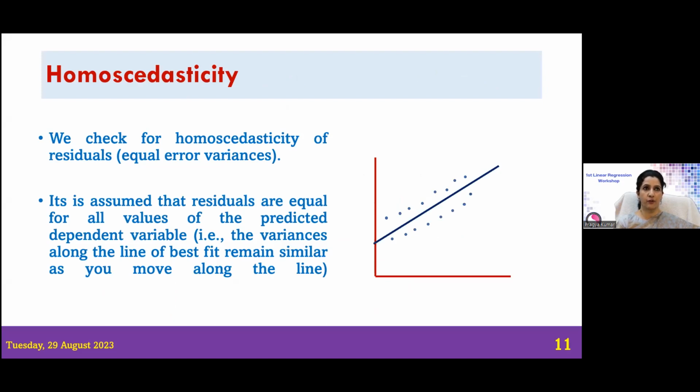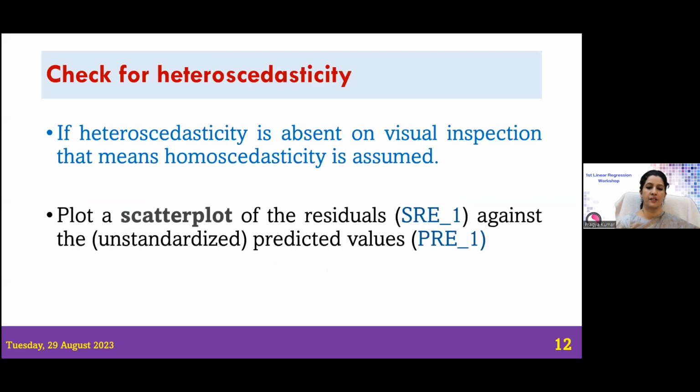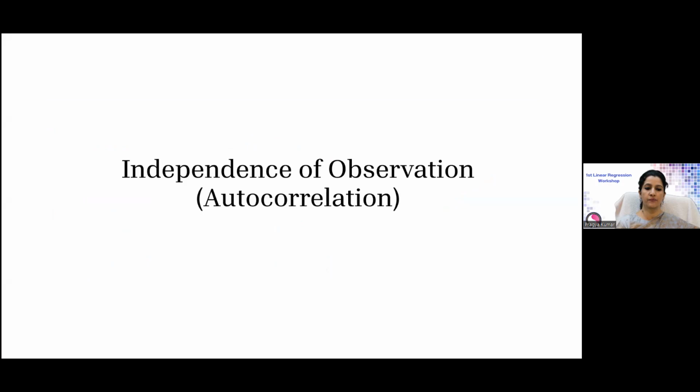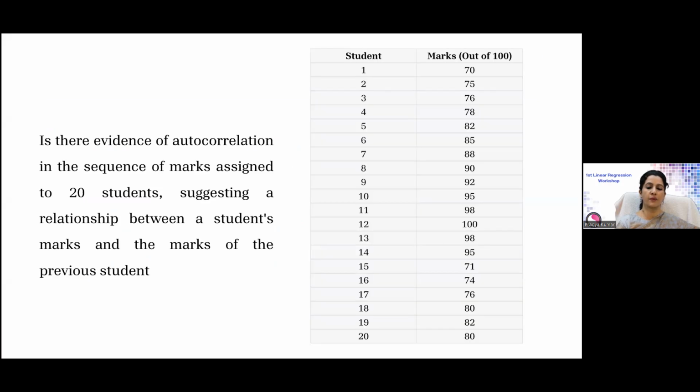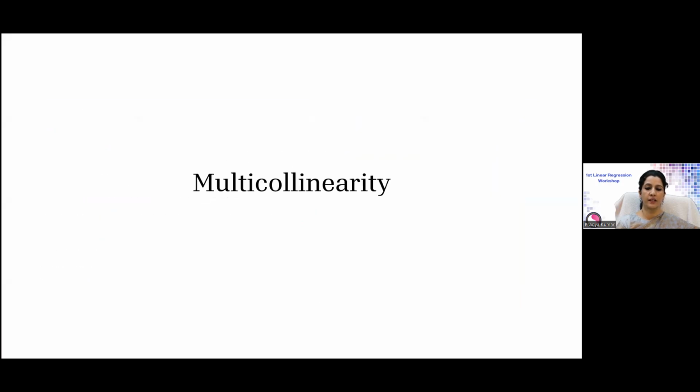So we check for the homoscedasticity of residuals, and this is known as equal error variances. That means it is assumed that the residuals are equal for all values of the predicted dependent variable. Again, we check heteroscedasticity with the same scatter plot, that is the residual versus fitted value. This independence of observation we have discussed in the previous session.